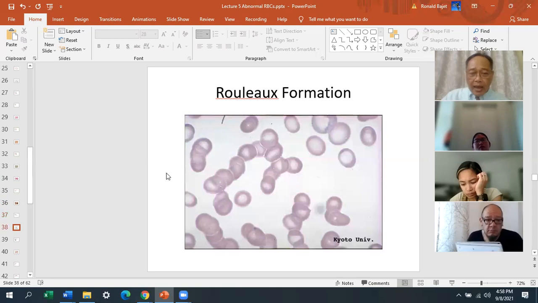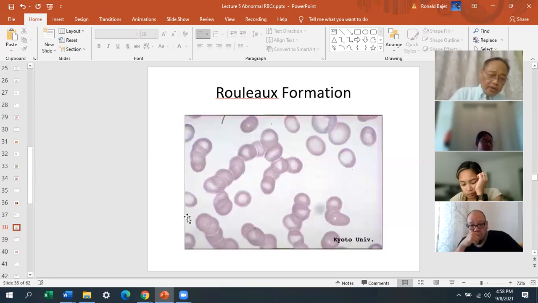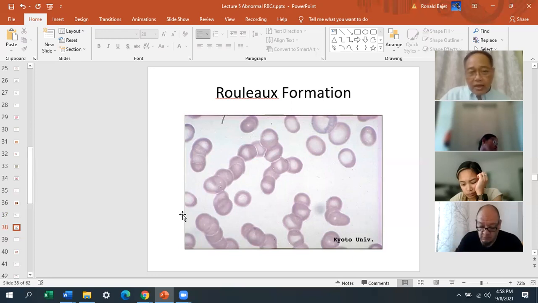So this is what happens in Rouleaux formation. The term is stack of coins. Okay, it looks like a stack of coins. So they're one behind the other, like a stack of coins. And this is Rouleaux formation. They stick.